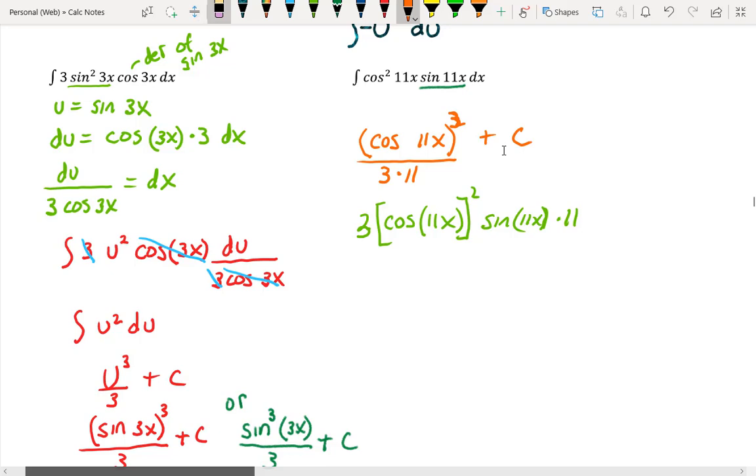But again, I would encourage you to do this with a u substitution on your own and see what you get from that, and see that you can get cosine of 11x to the 3rd power over 3 times 11 plus c. It should be a simple u substitution, just like we did on the left side here. So use this guy on the left as your guide and see that you can come up with that, if what I did doesn't make sense. If you can manufacture this in your head, then you're okay.